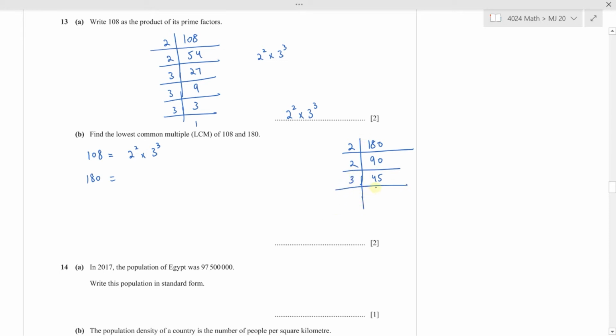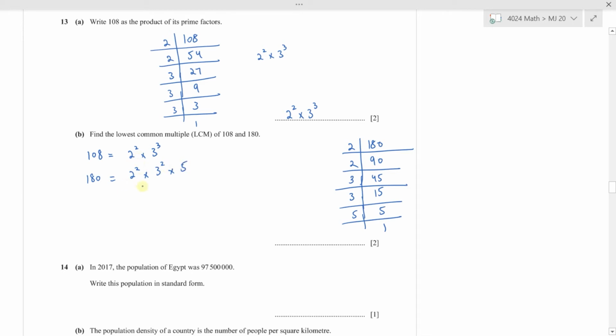Again, we can divide now by 3, in fact, not 2. So this will be 3 ones are 3 and 5. Again, divisible by 3. 3 fives are 15, and then you divide by 5 to get the 1 here. So 180 as a product of its prime factors will be 2 power 2 into 3 power 2 into 5.